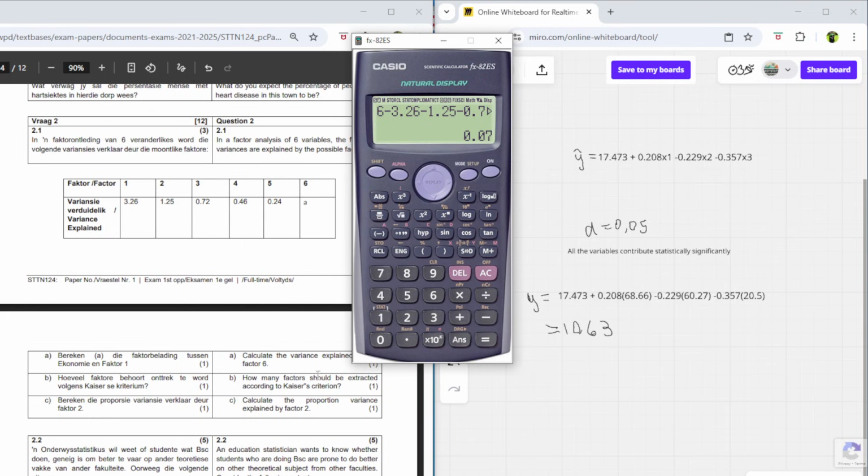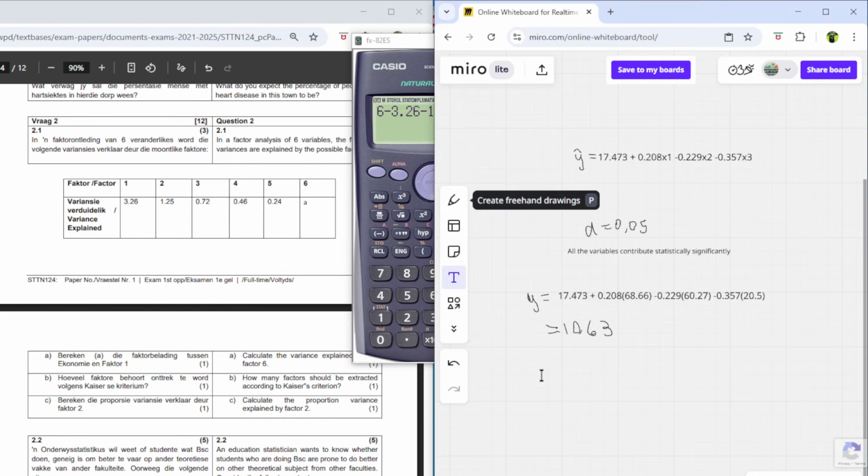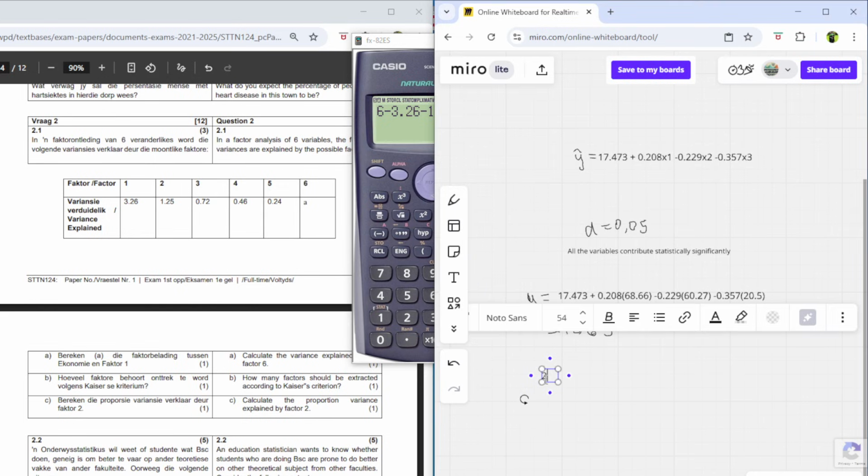Only 2 factors. How many factors should be extracted according to Kaiser's criterion? 2 factors. So I can just write it here. 2.1 A, 0.07 is the answer, followed by B, 2 factors.